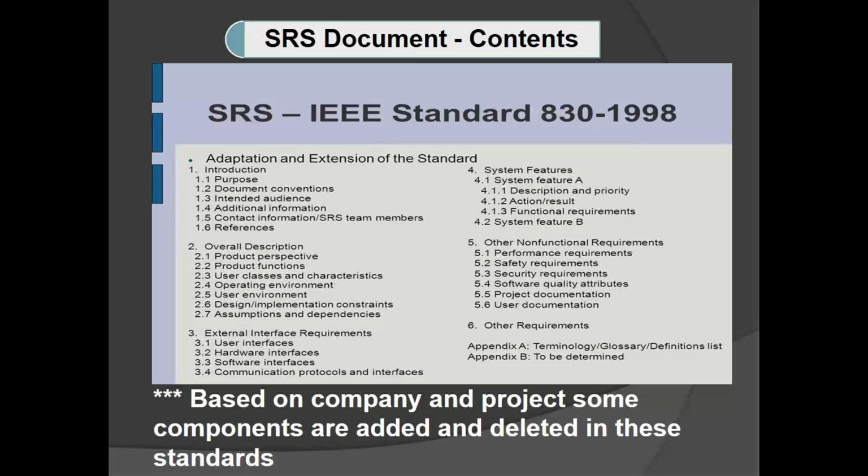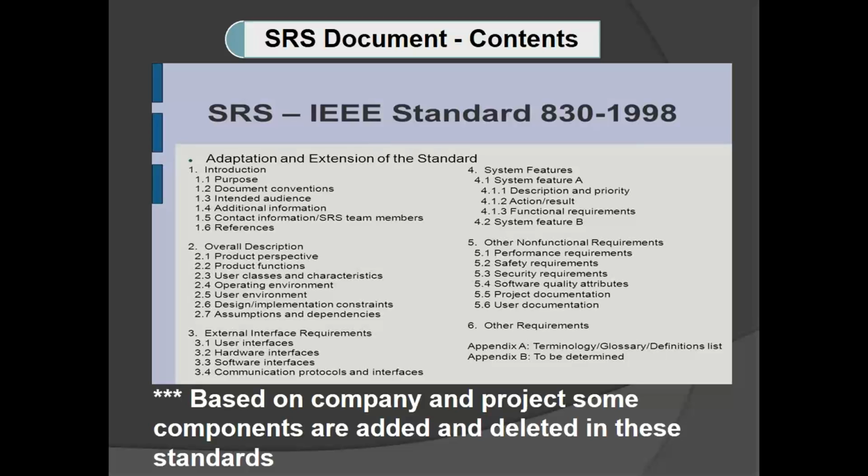That means we have to take contents and subcontents from this only. Whatever contents and subcontents are applicable to our project, we are going to pick those only, and the others we are going to eliminate. And there is no rule that we have to follow this sequence. You can change the sequence. You can jumble the contents and subcontents. All this is possible.